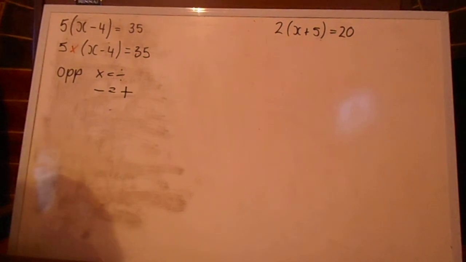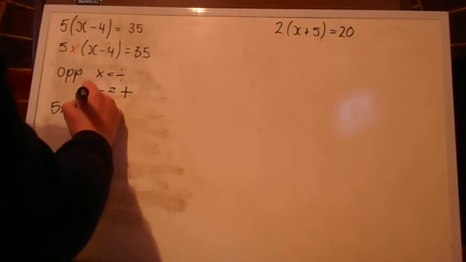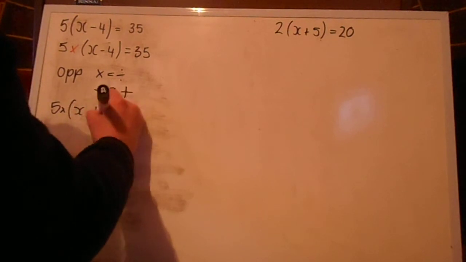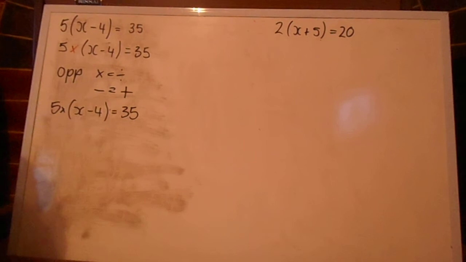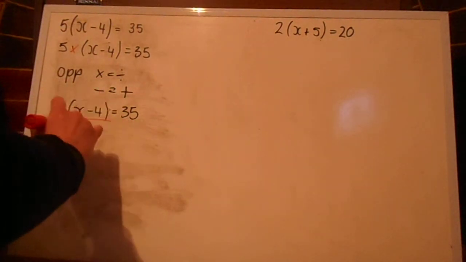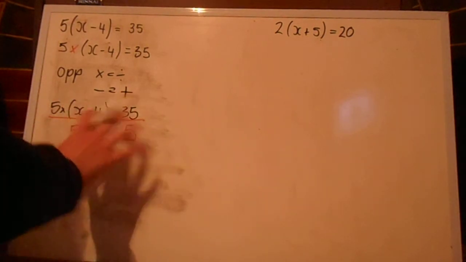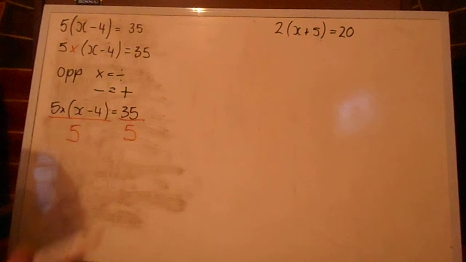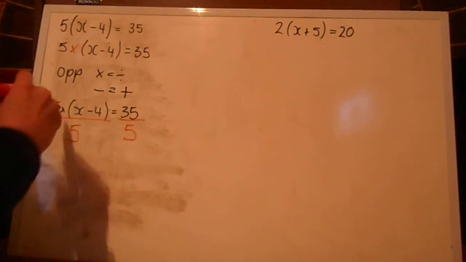So what we need to do first is the last thing that was done to x. So in this case it was the timesing by 5. So if I just write that down again, 5 times x take away 4 equals 35. Alright, we've already set up here that the opposite of times is divide. So what I'm going to do is divide both sides of our equation by 5, and remember that's to keep with the equivalence. So whatever we do to this side, we need to do to that side as well. So that's why we're dividing both sides by 5.